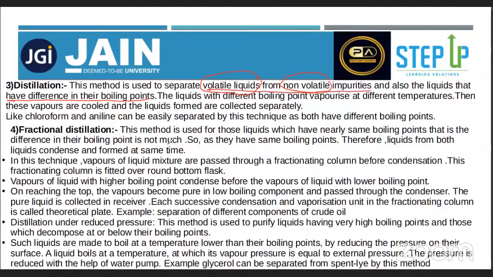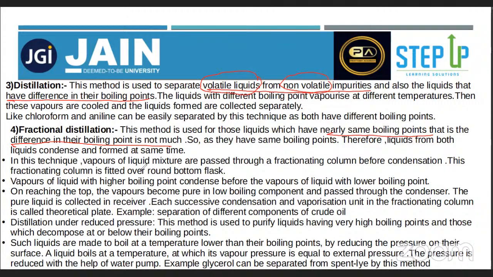Now coming to fractional distillation, this method is used for liquids which have nearly the same boiling point. They don't have a boiling point difference, so both liquids condense and form at the same time. So it's very hard to separate them.